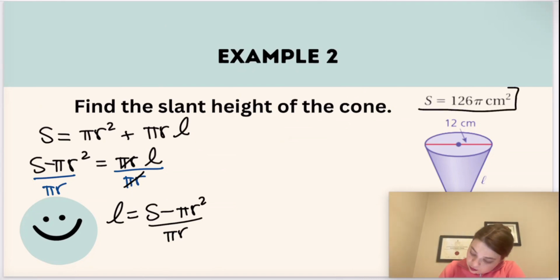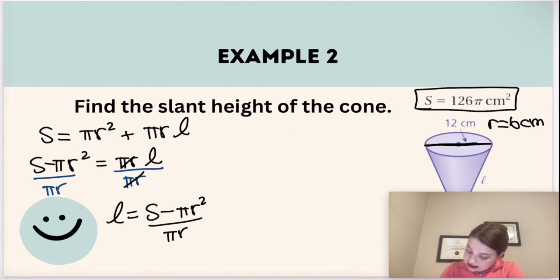I'll be subbing in 126 pi for S, and then for r, the radius, I'm going to be subbing in 6 centimeters, because keep in mind, this distance here all the way across is the diameter. In order to find the radius, which is only from the center to one of the edges, I'm going to divide that by 2, right? The radius is half the diameter, so it's important that we take the diameter as 12, and therefore understand that the radius must be 6, and use that.